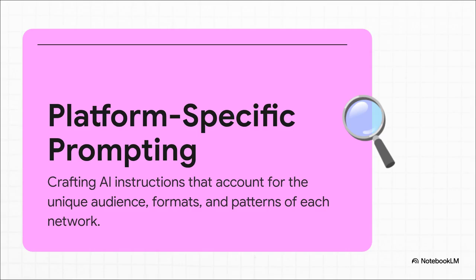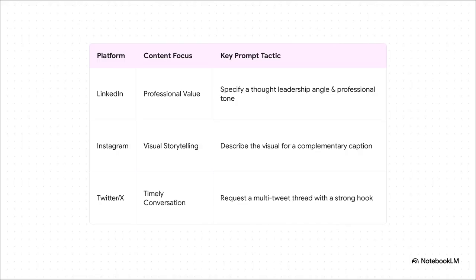This goes way beyond just asking an AI for a social media post. Instead, it's all about giving your AI hyper-specific instructions that are tailored to the unique audience and the format of each and every platform. So check out how this actually works. For LinkedIn, you'd prompt the AI for something like a thought leadership angle with a professional tone. For Instagram, you might describe your photo and ask for a complimentary caption that tells a story. And on X, instead of just one tweet, you'd ask for a multi-tweet thread with a really strong hook. See, it's about speaking the native language of each platform through your prompts.